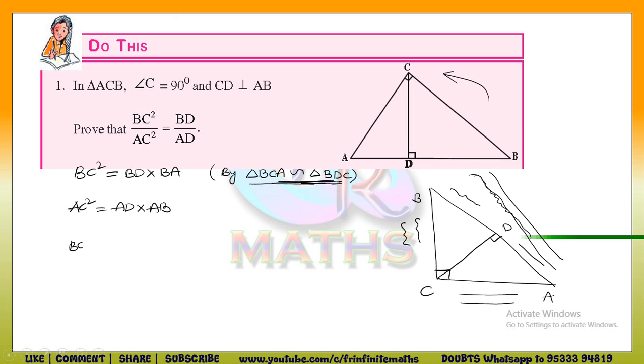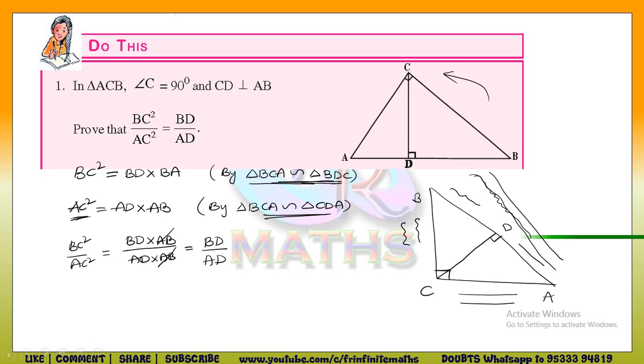Since I need BC square by AC square, for this AC square I can obtain it by considering the biggest triangle BCA similar to the triangle CDA. On considering the similarity of these two triangles, you are going to get this particular relation. So BC square by AC square I can write as BD into AB by AD into AB. Clearly AB I can cancel out, so I can write it as BD by AD. So this is nothing but my answer for this question.